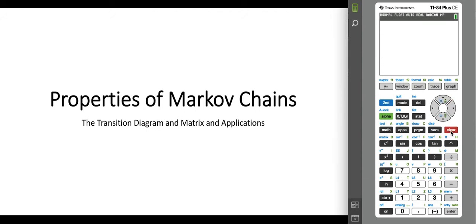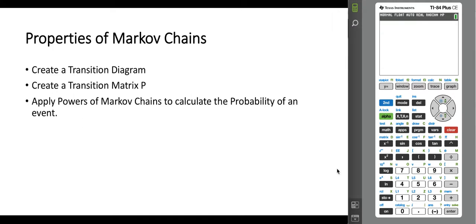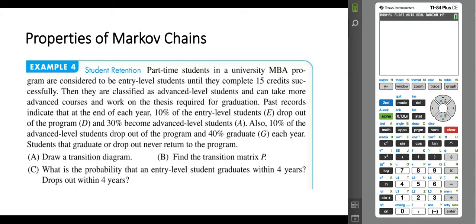Welcome everybody, it's Mrs. Dunn, and what I want to do in this screencast is talk to you about Markov chains. So in this screencast, specifically what we're going to do is create a transition diagram, create a transition matrix called P, and apply powers of Markov chains to calculate the probability of an event. So let's get started.